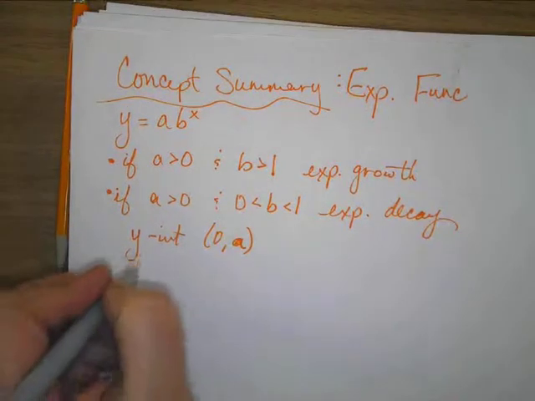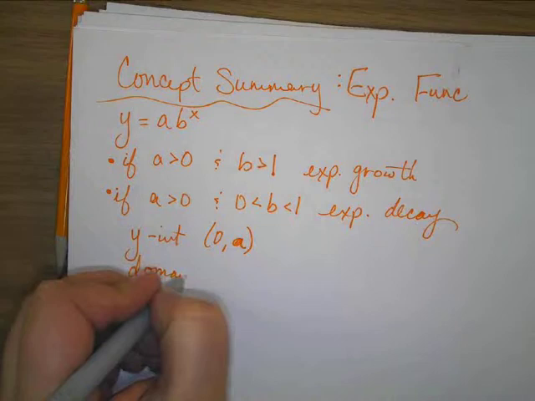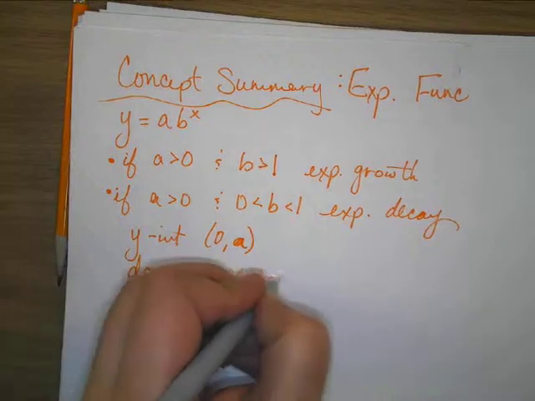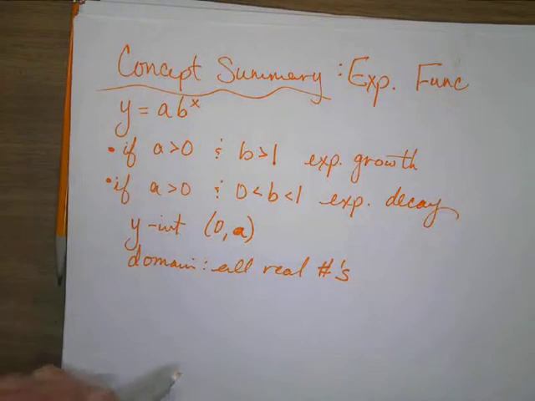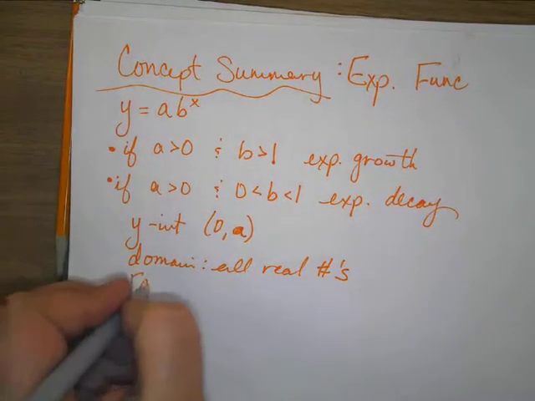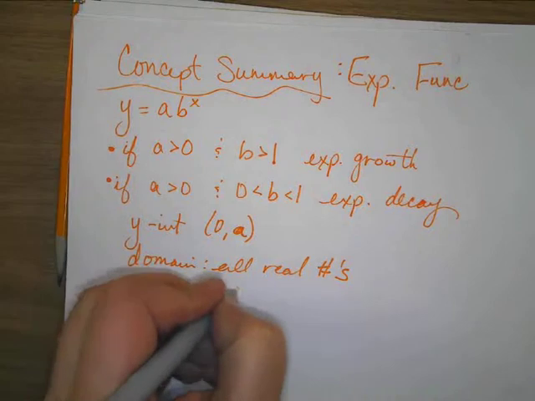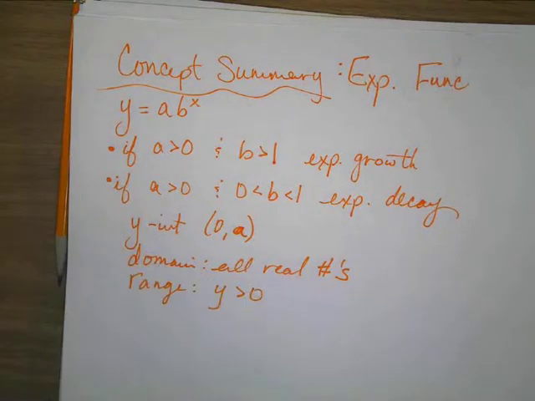The domain is all real numbers. And we have a horizontal asymptote at y equals 0. So our range is y is greater than 0. Why am I not putting an equal bar there? It can't be 0, because it's never going to touch it. It's going to get super, super duper close, but it's never going to touch it. So that's why the range is y is greater than 0.